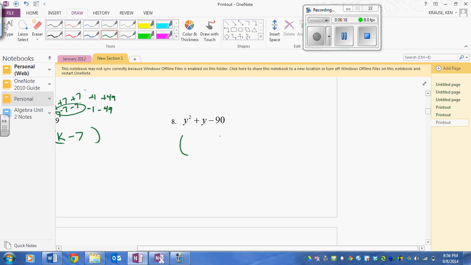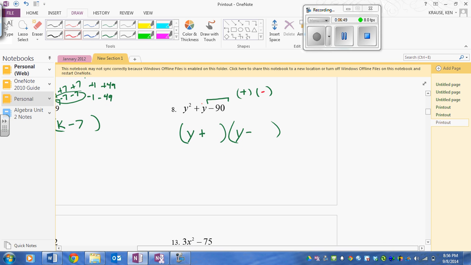Alrighty. Now, I haven't had one in a while, but it's negative. Now the only way to multiply to a negative is a positive times a negative, which means one sign has to be positive and one sign has to be negative, so it's negative 1. Okay. Well, the other thing is they have to add up to a positive 1.